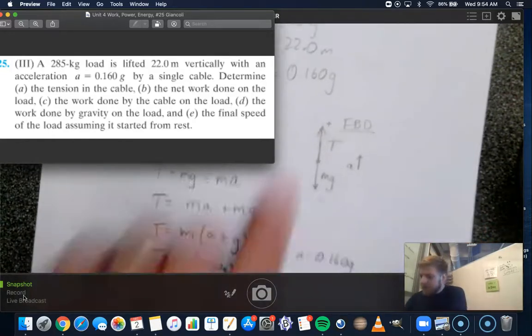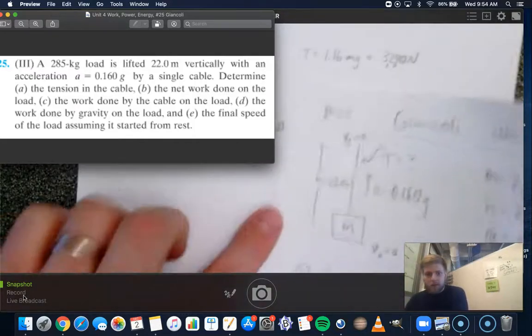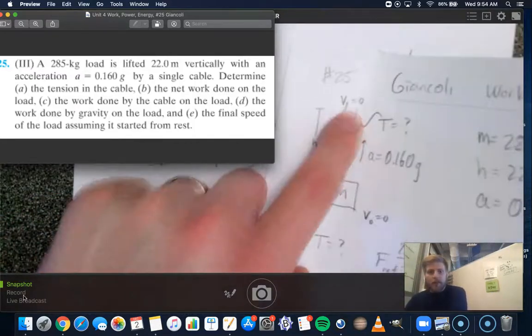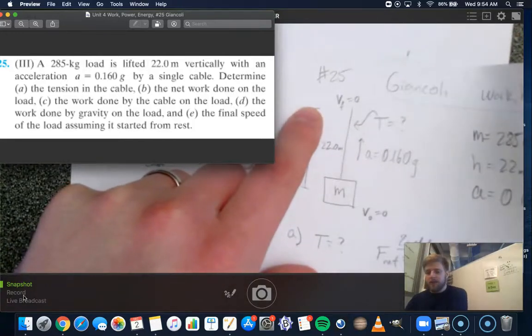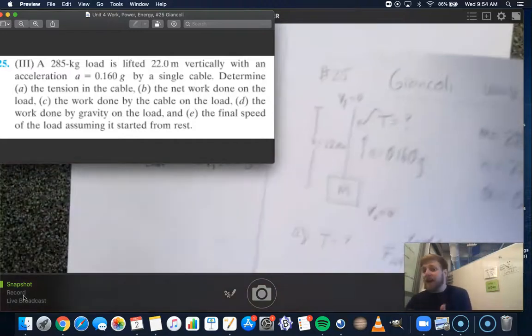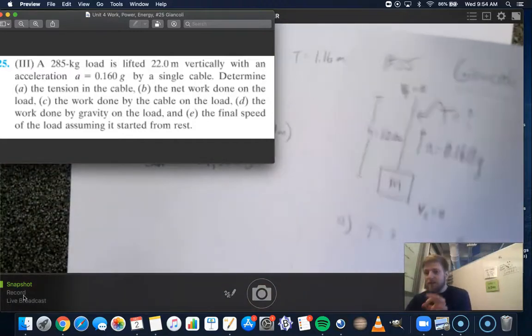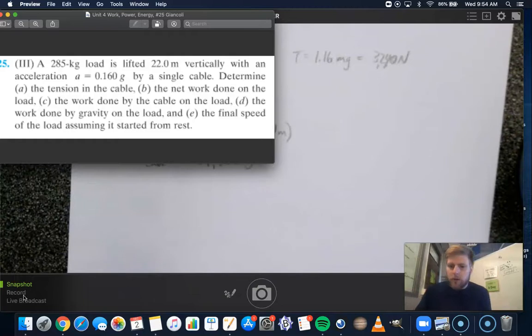What that means is the tension is parallel to the motion. We're moving this thing straight up, so it is parallel to the height increase, the distance, the displacement that it occurs. However, gravity is working against that. So gravity is going to be negative work done here. And so let's work through that.